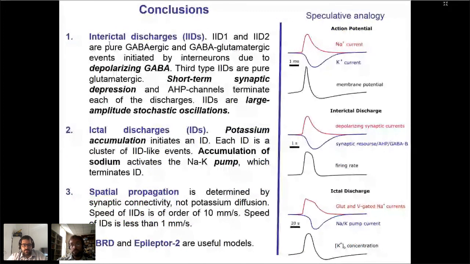Conclusions. Interictal discharges of type 1 and 2 are pure GABAergic and GABA-glutamatergic events initiated by interneurons due to depolarizing GABA. Third type IIDs are pure glutamatergic. Timing is determined by short-term depression and AHP channels. IIDs are large amplitude stochastic oscillations. Ictal discharges are initiated by potassium accumulation. Each ictal discharge is a cluster of IID-like events. Accumulation of sodium activates the sodium-potassium pump, which terminates the ictal discharge. Spatial propagation is determined by synaptic connectivity, not potassium diffusion. Our CBRD and Epileptor 2 models are useful tools.